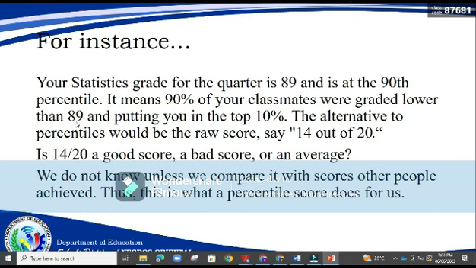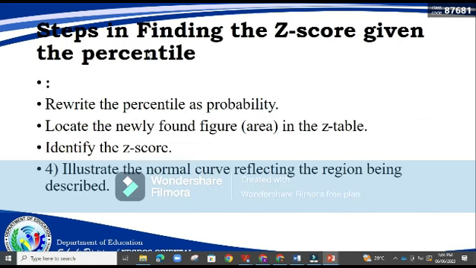Now the alternative to percentile would be the raw score, say 14 out of 20. Is 14 over 20 a good score, a bad score, or an average? Now we do not know unless we compare it with scores other people achieve. Thus, this is what a percentile score does for us. There are steps in finding the z-score given the percentile. First, write the percentile as probability. Then locate the newly found figure or area in the z-table. Then identify the z-score. Then illustrate the normal curve reflecting the region being described.